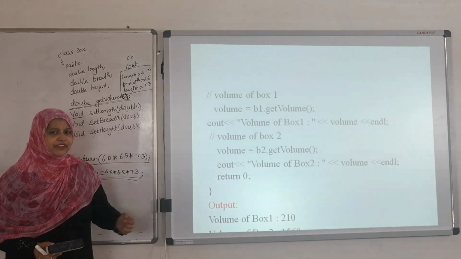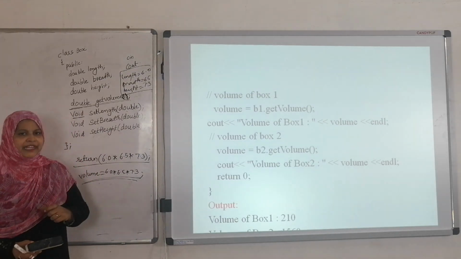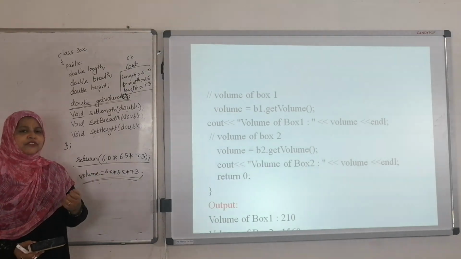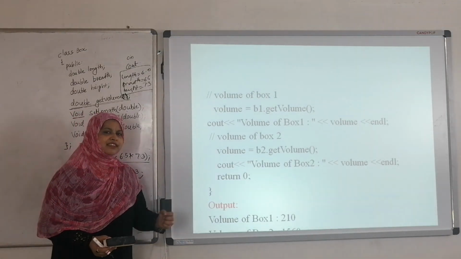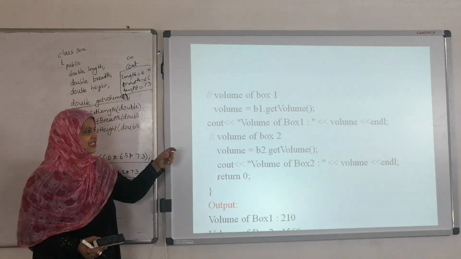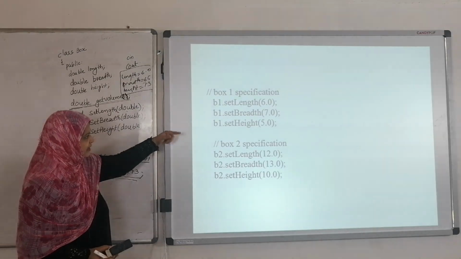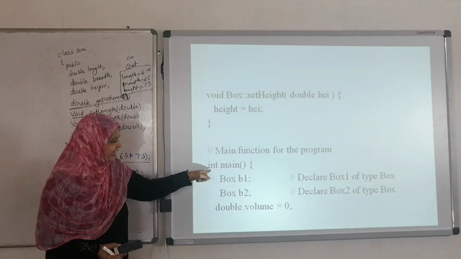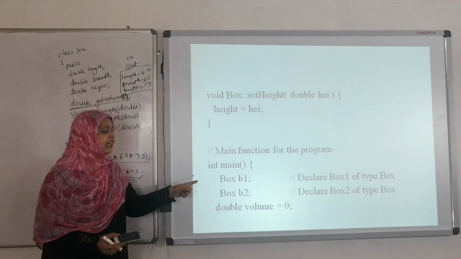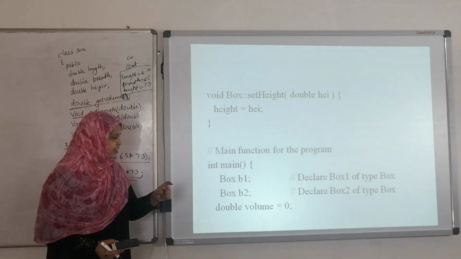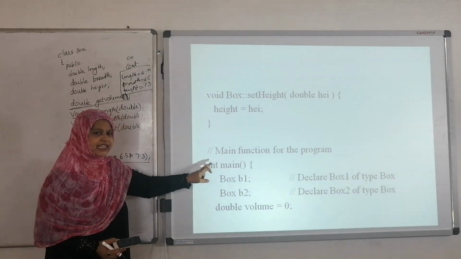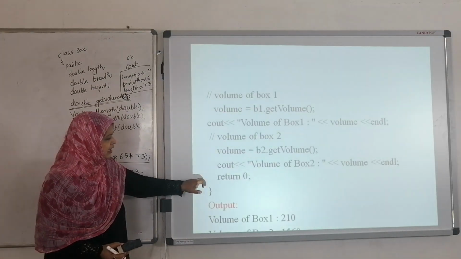Right, here return 0. Why do we write return 0 here? We are using int main, so we have to return some value. If you write void main, there is no need to write return 0. See here, int main is there. The return type of this main function is integer, that's the reason we write return 0.